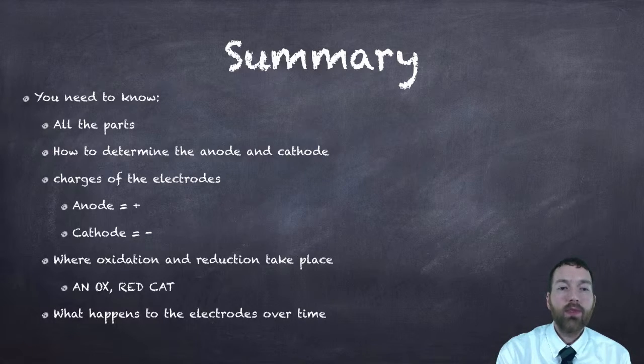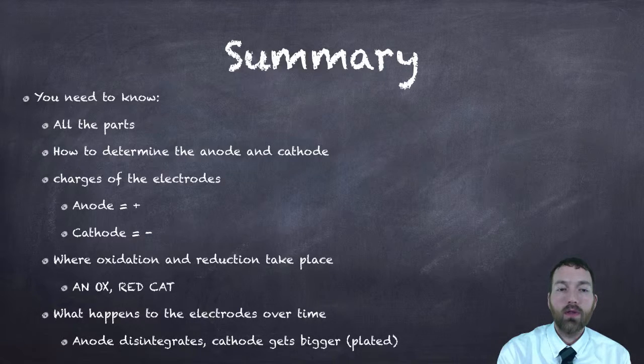And you need to know what happens to the electrodes over time. Just like in electrochemical cells, over enough time operating, the anode is going to disintegrate as it loses electrons and ions to solution. And the cathode is going to get bigger as the positive ions in solution from the anode are going to get plated or reduced to solid atoms on the surface.